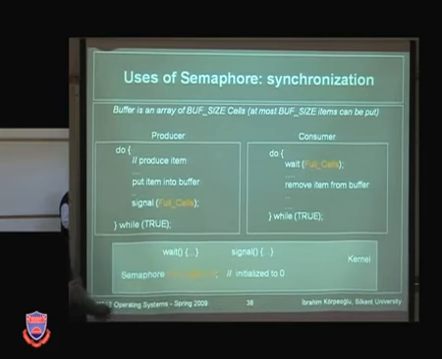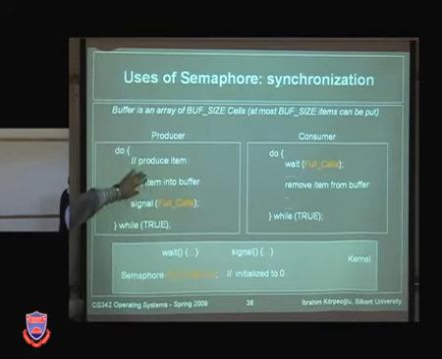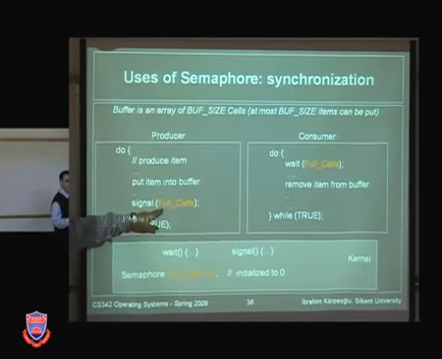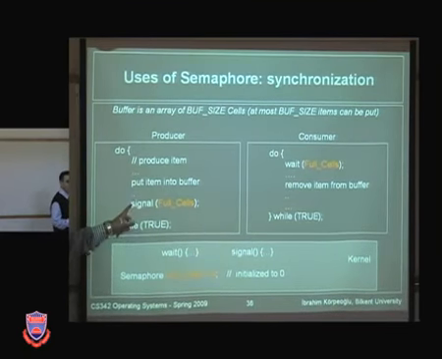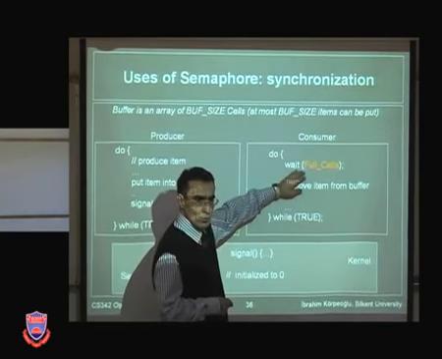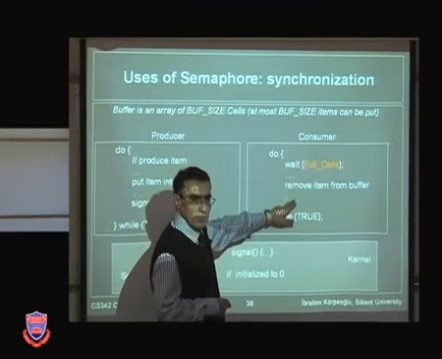So whenever, for example, the producer puts an item, it will increment this semaphore by doing which operation? Signal operation, right? So whenever the producer puts an item into the buffer, it will increment the full cells semaphore by doing a signal operation. Now the consumer can just do a wait operation first on the full cells and then continue trying to remove an item.